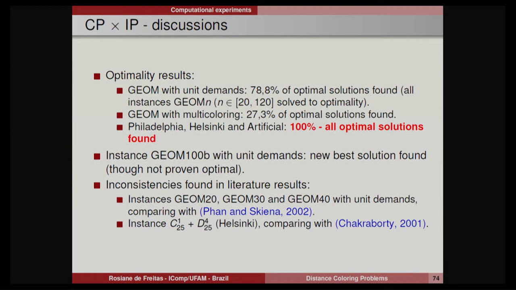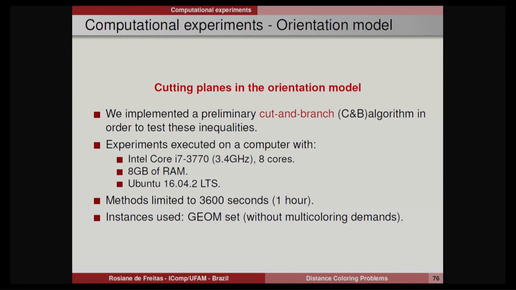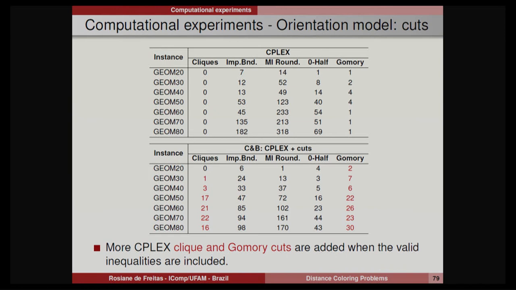We found some inconsistencies in cited, associated papers. In general, the CP is best for the classical IP formulation, and IP for the multicoloring. And so I think our methods are very competitive. We also implemented a cut and branch, with CPLEX controlling the cuts, and we got great results.